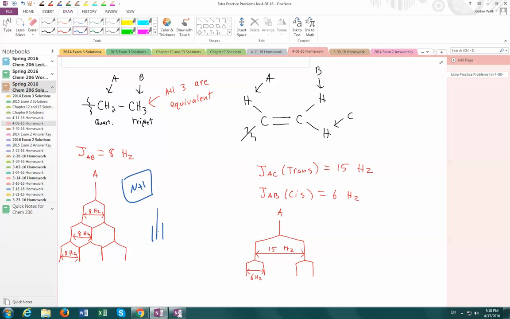Oh. Can you draw a doublet of doublets? What does it look like? Pretty much right here. Like you have the triplet over there, but if you were to draw it.